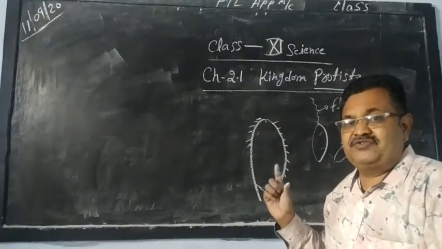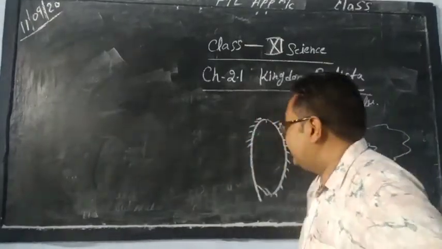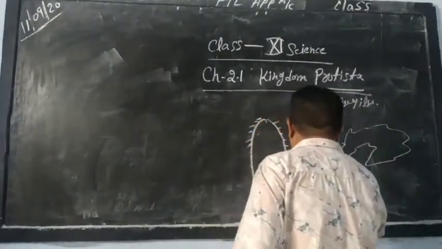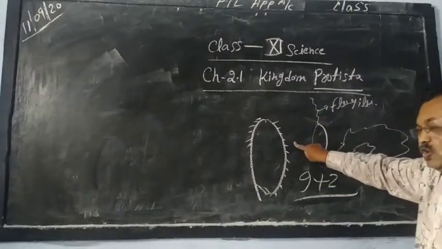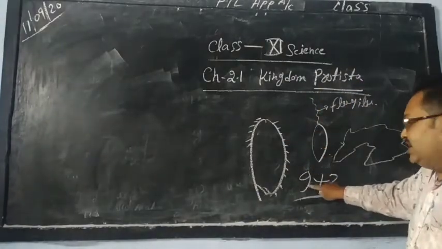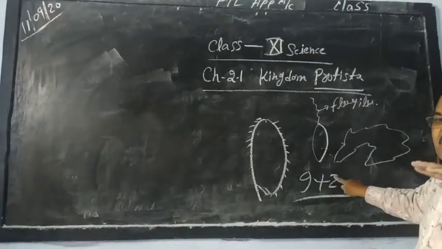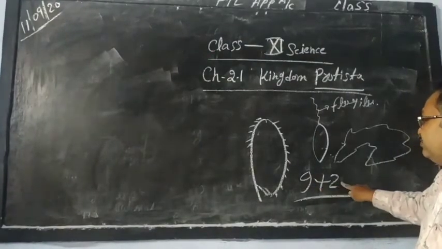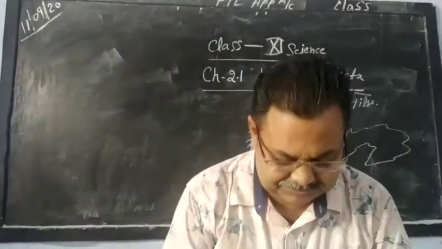Now, the arrangement of cilia is in a 9 plus 2 pattern. The 9 plus 2 pattern means that in the first row there are 9 flagella and in the second row there are 2 flagella. So this type of arrangement is known as 9 plus 2 arrangement, and it takes place in the paramecium.